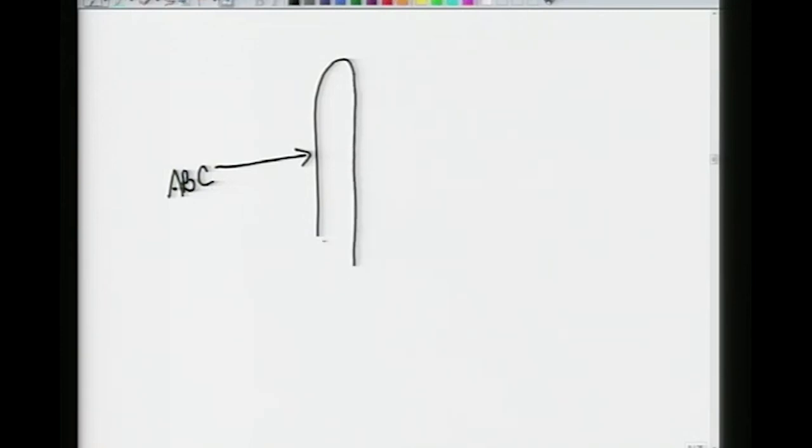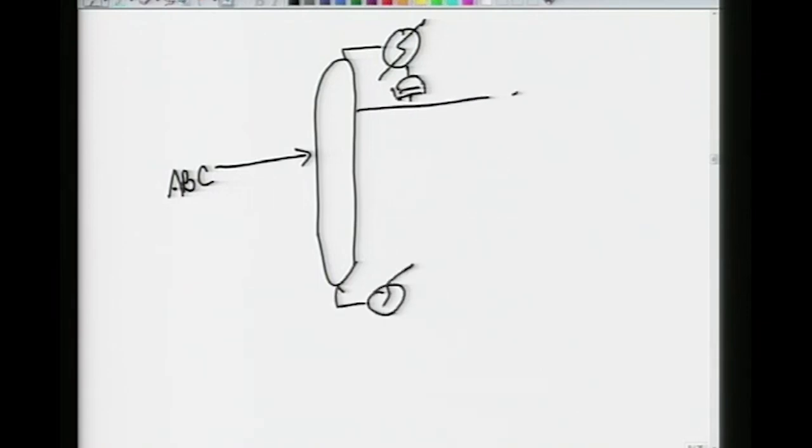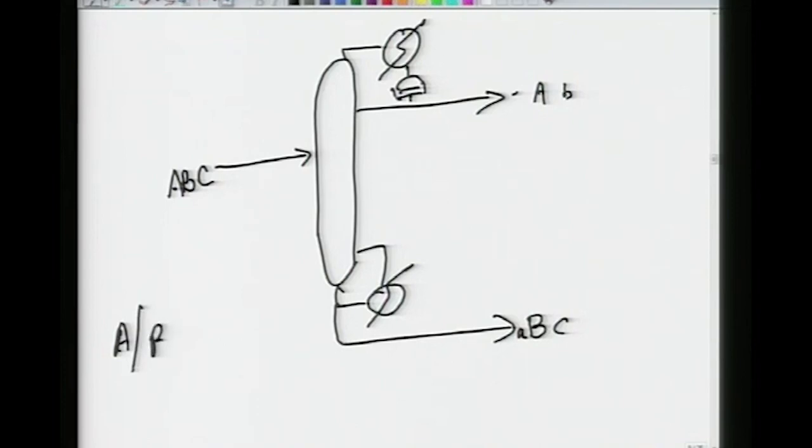Let us say you have got an ABC mixture, A being the lightest, B being intermediate boiling and C being the heaviest. Let us say you pass it through a simple distillation column, with nearly pure A as distillate, so it's an A/BC split. That means A goes to the top, a small amount of B goes up, all of the B and C go down the bottoms, and a small amount of A goes down. Okay, so it's an A/BC split. Let us say this is our situation.